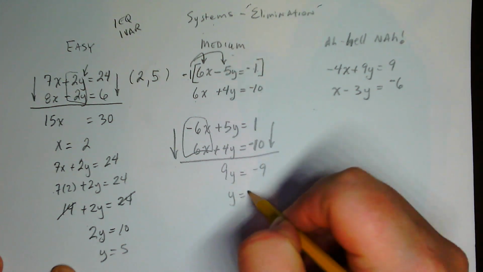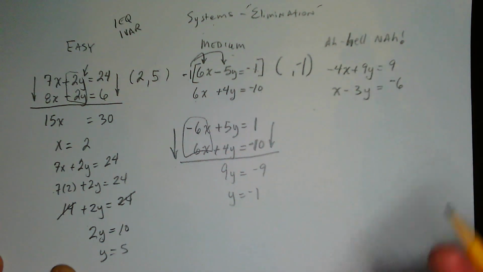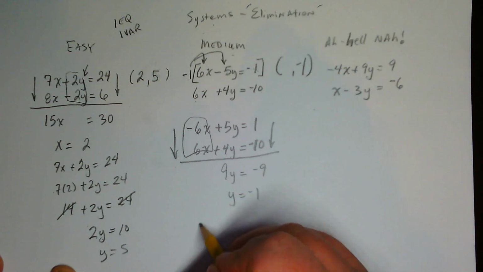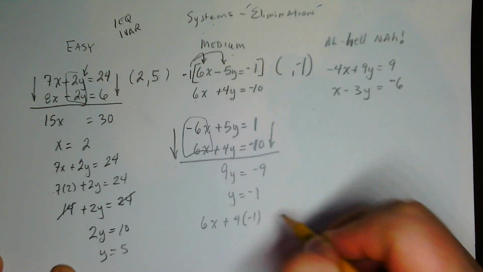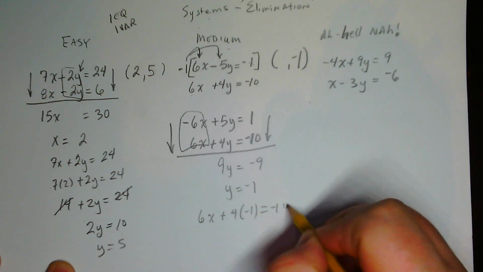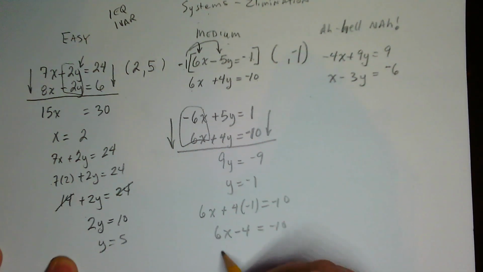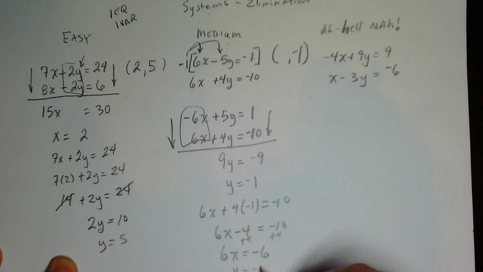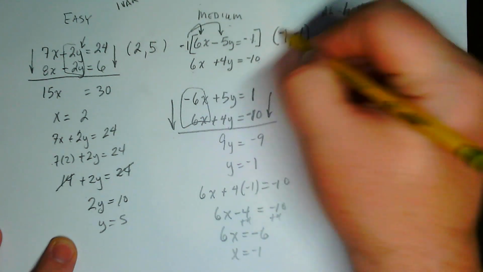So y equals -1. So I know that y is equal to -1. Now you're going to take that -1, plug it into one of the original equations. Boom, you got it. So 6x plus 4 times -1 equals -10, right? So 6x minus 4 is equal to -10. 6x equals, let's see, add 4, right? -6. So x is also equal to -1. So -1 was our answer.